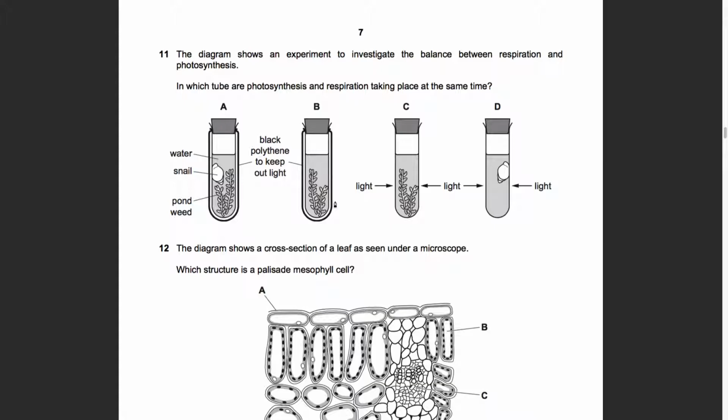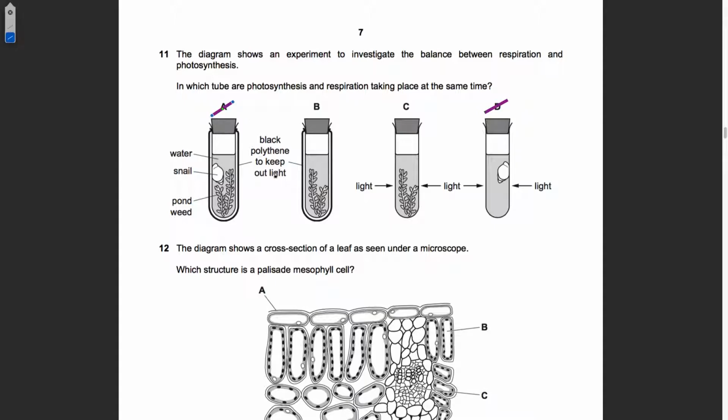Well, first of all, if there's just a snail, there can't be any photosynthesis because snails are animals. They don't photosynthesize. So we can get rid of D. Going to A, we've got a plant and a snail. However, we've got some black polythene, which is stopping light from getting into the tube to the plant. Now, if there's no light, there's no photosynthesis. So therefore, there'll only be respiration taking place by both the snail and the plant.